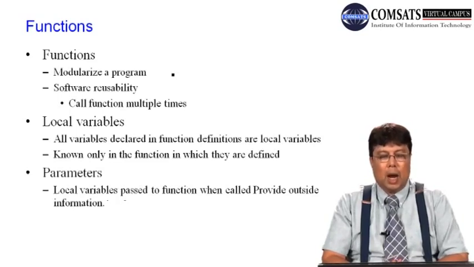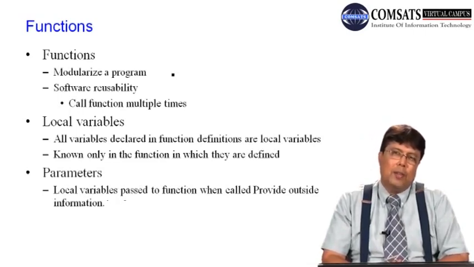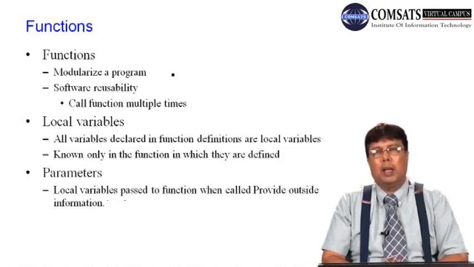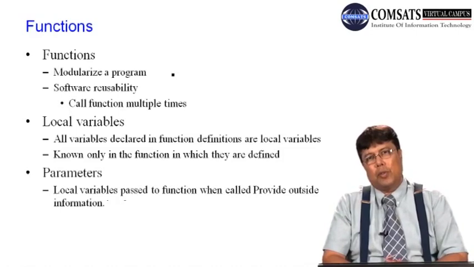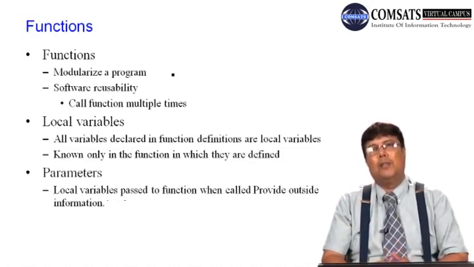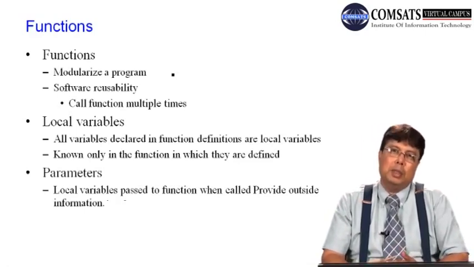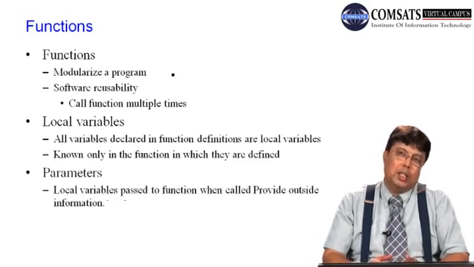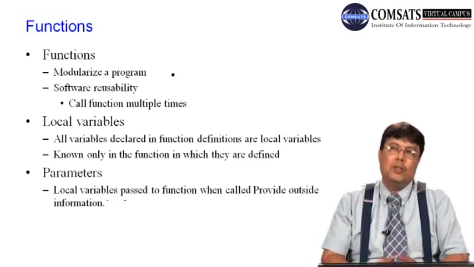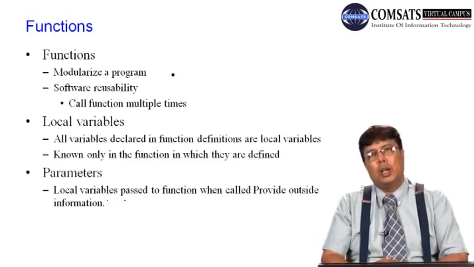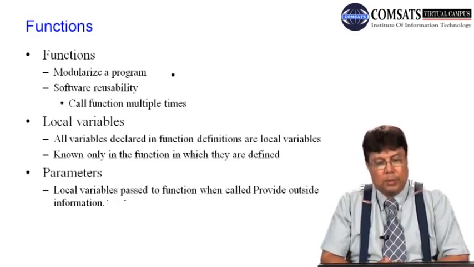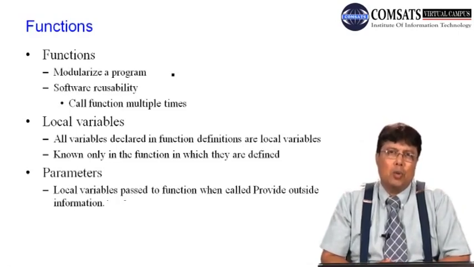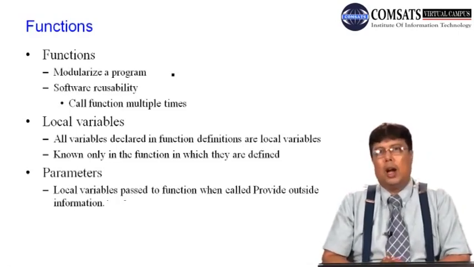So the local variables are declared in a function definition. Okay, so whenever you define a function, we will talk about the declaration of a function and the definition of a function shortly. Whenever you are defining a function, you will declare the variables. You will provide the variables that will be useful for executing the statements within that particular function. These variables which are defined within a function are called local variables. So these local variables are known to that function in which they are defined.